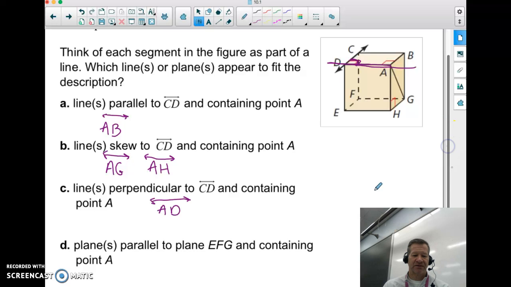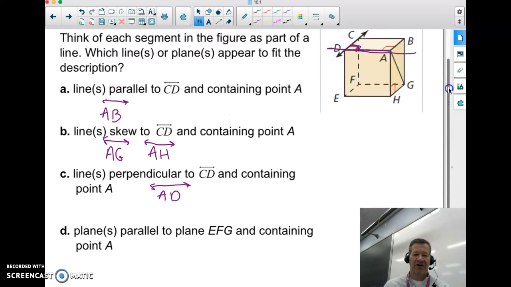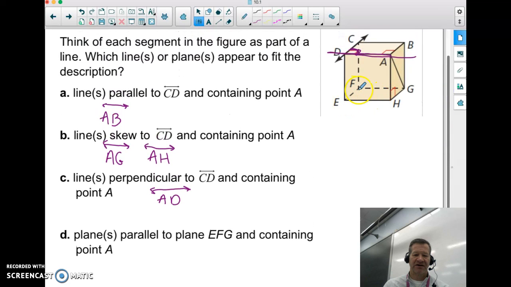Last but not least, what about a plane that's parallel to EFG? Well, if you look at the figure, E, F, and G are three points that are all in the plane that is the bottom of the box. So what plane would be parallel to the bottom? Why, the top, of course. The top of the box is parallel to the bottom. So remember, to name a plane, we need three points. So any three points on top of the box, and they want us to contain point A. So we could just go plane ABC, and that would work. And that is it, boys and girls, for example 1.